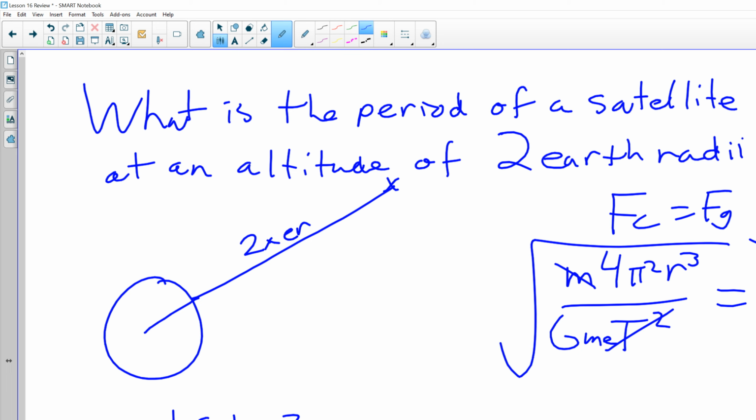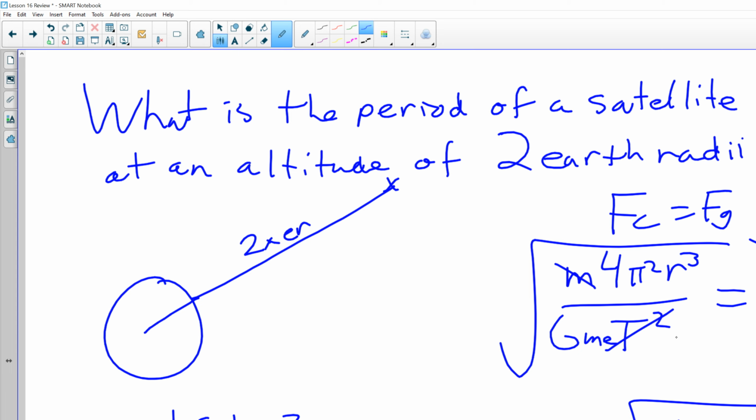So big T, the period of the satellite's orbit, is going to be the square root of 4 pi squared times 1.911 times 10 to the 7 cubed, divided by 6.67 times 10 to the minus 11, which is big G, times the mass of the Earth, 5.98 times 10 to the 24.